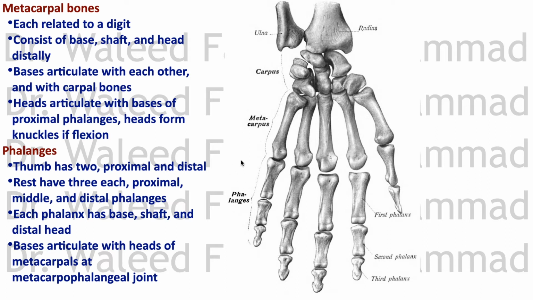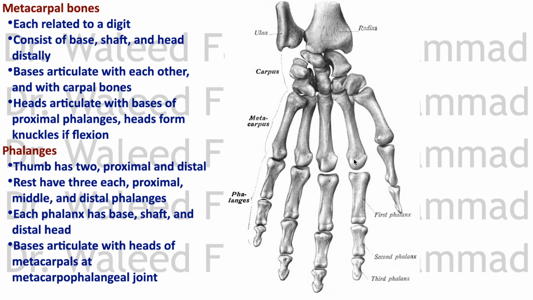The metacarpal bones, each for a digit, of course, have a proximal base, a shaft, and a distal head. The bases articulate with each other as well as with the carpal bones, and the heads articulate with the bases of the phalanges at the metacarpophalangeal joints. These heads of the metacarpals form the knuckles when we make a fist with the hand.